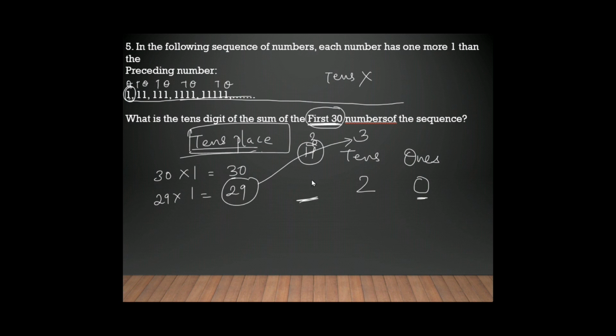Now I am not bothered about this one, because the question only asks you to find the tens digit of the sum of the first 30 numbers. So your tens digit is 2. That's it. I hope you have understood all these questions.